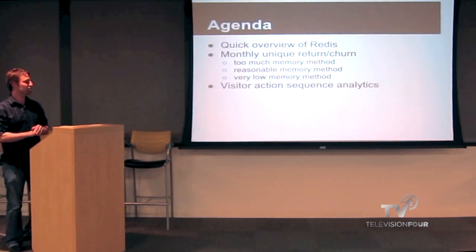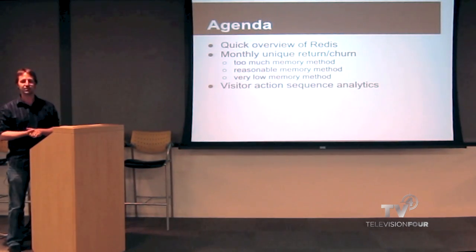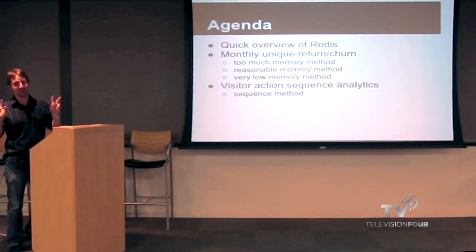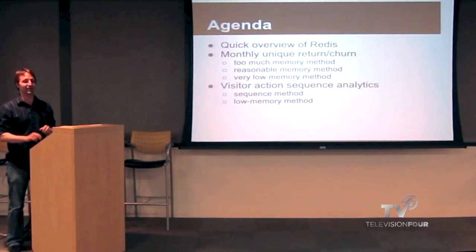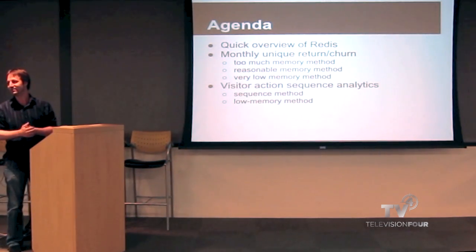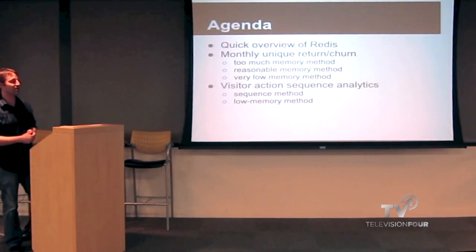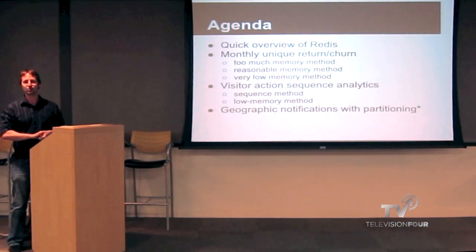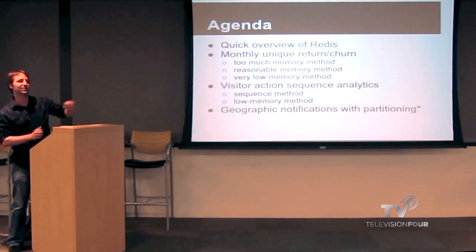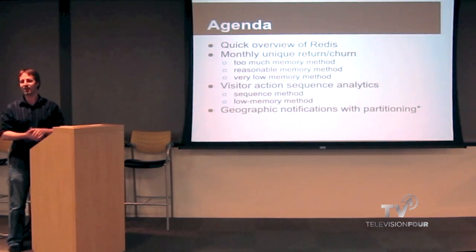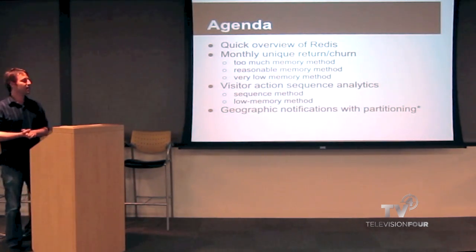And then we'll move on to visitor action sequence analytics. We'll have 2 different methods there. One is the sequence method, and the other is the low memory method. As you can see, there's kind of a trend here. We try to use less and less memory as we move on. And finally, we're going to get to geographic notifications with partitioning. And that's where the asterisk comes in. This is not analytics. This is just, hey, a fun application.